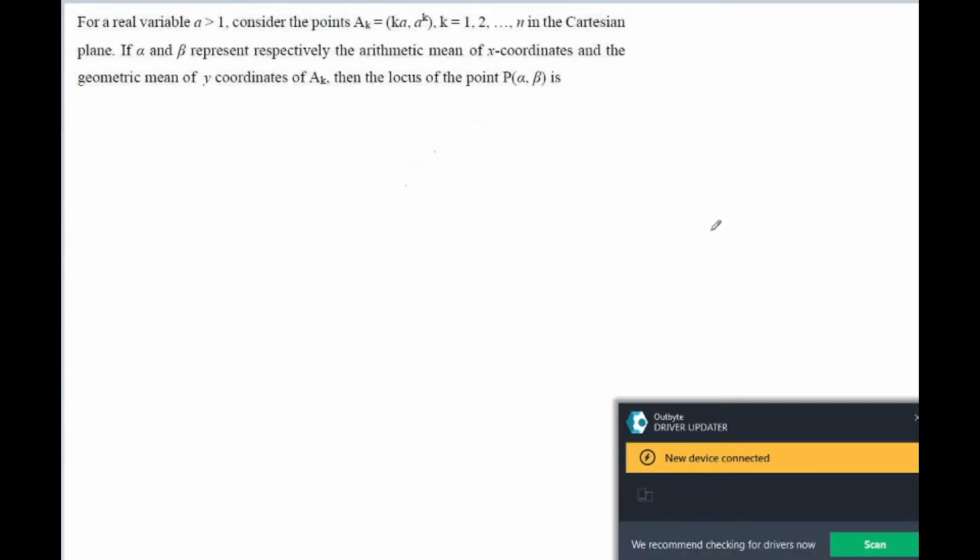A_k is equal to (ka, a^k), where k is equal to 1 up to n in the Cartesian plane. If alpha and beta represent respectively the arithmetic mean of x coordinates and the geometric mean of y coordinates of A_k, then the locus of the point (alpha, beta).